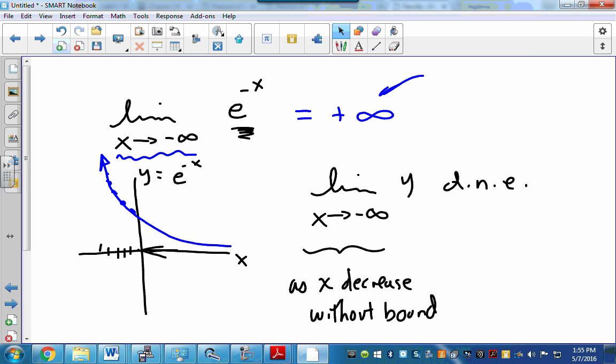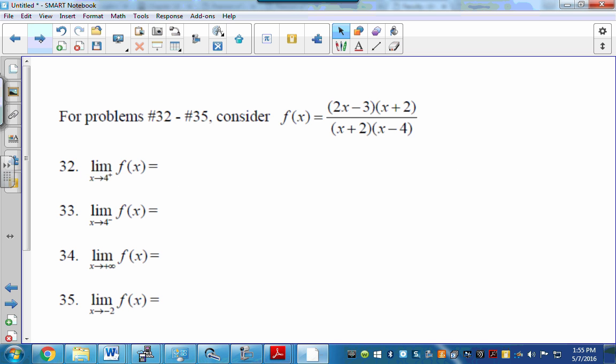Okay, let me pull up some handout type questions. Here's a question. I think I pulled this off a test from a previous year. And we're considering this function here. And what happens when x approaches 4 from the right, from the left? What happens as x increases without bound? x goes to positive infinity. And lastly, what happens when x gets close to -2?